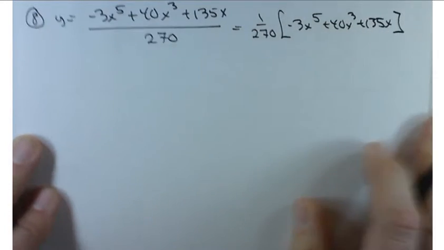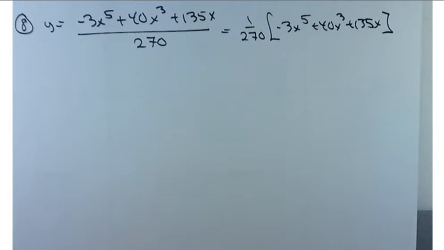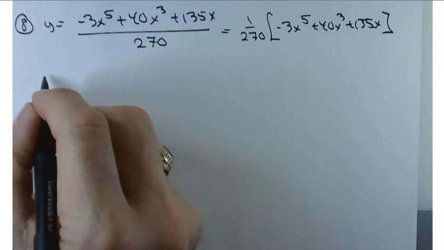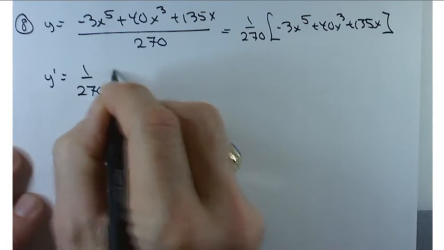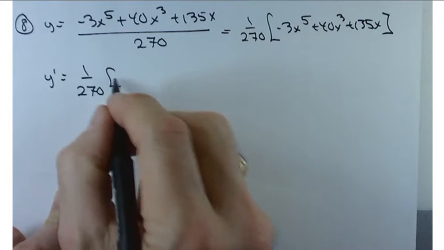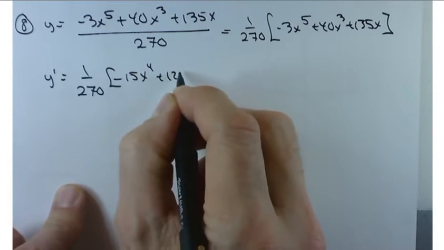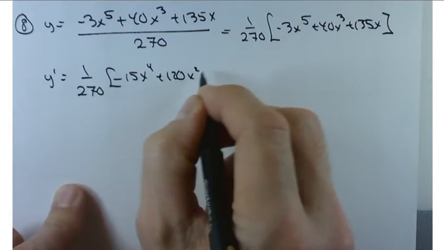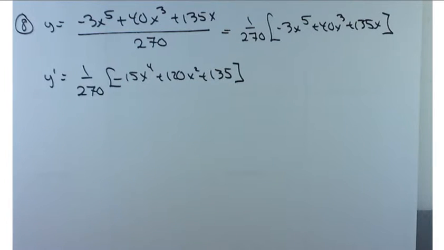And now let's work on finding some derivatives. Again, this is a polynomial, so it's defined for all manner of different values of x's. Its domain is negative infinity to infinity, so we're good in that shape. Y prime is going to be 1 over 270 times what? It's going to be negative 15x to the 4th plus 120x squared plus 135. Okay.